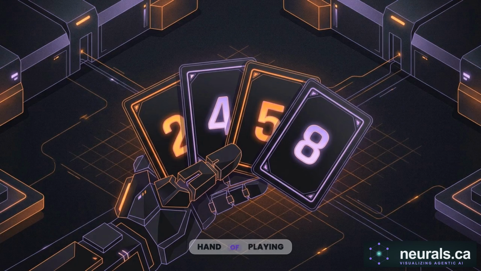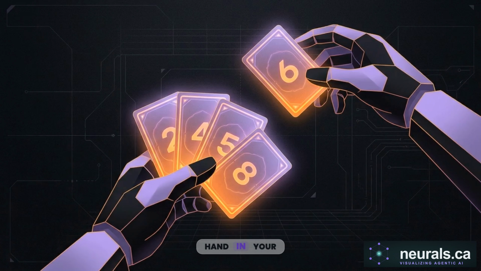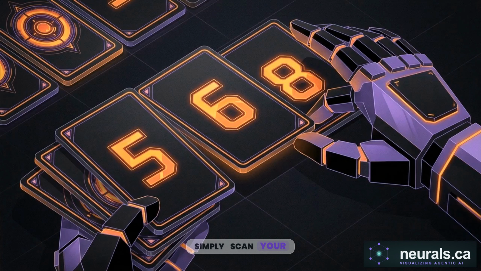If you've ever held a hand of playing cards, you already know how to execute it. You keep a sorted hand in your left hand. When you draw a new card with your right, you don't resort the entire deck. You simply scan your current cards from right to left and tuck the new arrival into its exact slot.